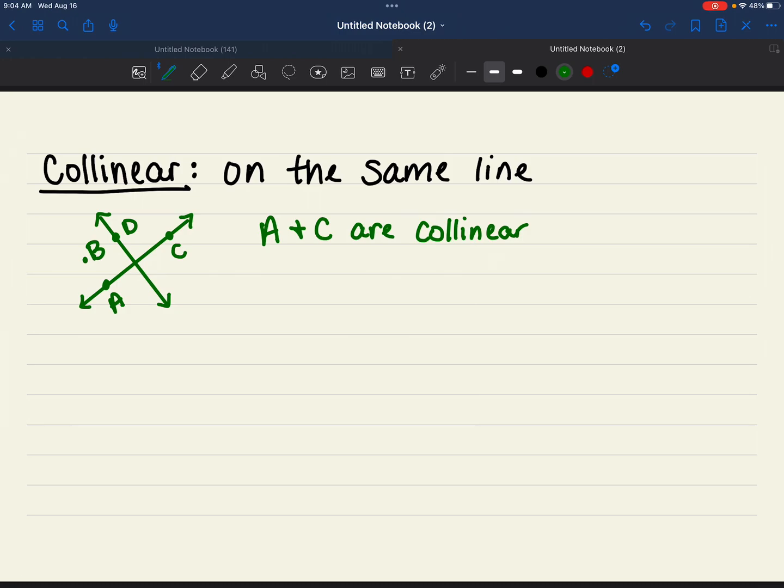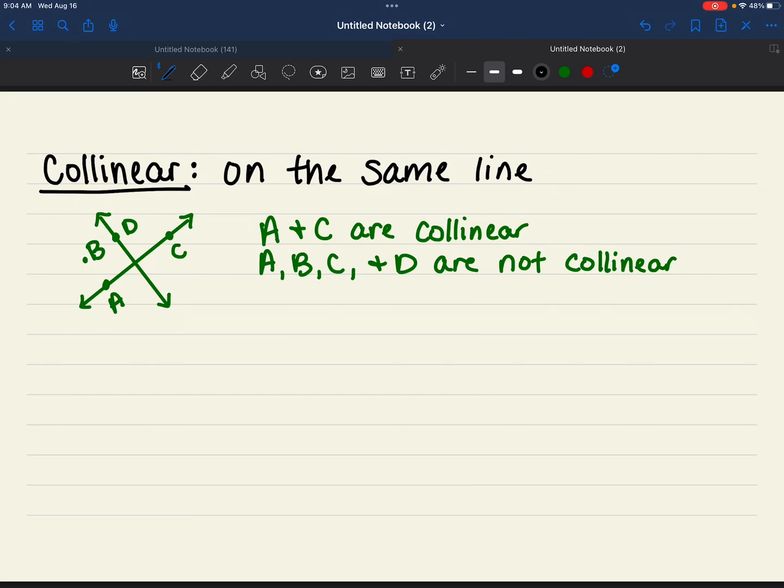All right, what if I want to talk about all 4 points? Are A, B, C, and D all collinear? No. Simple enough, yes. Collinear, they're on the same line. If they're not on the same line, they're not collinear.